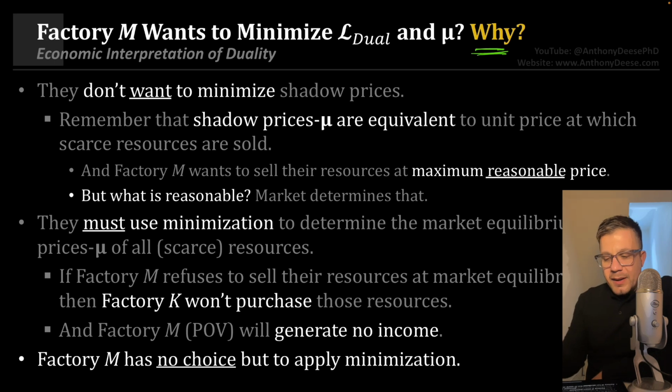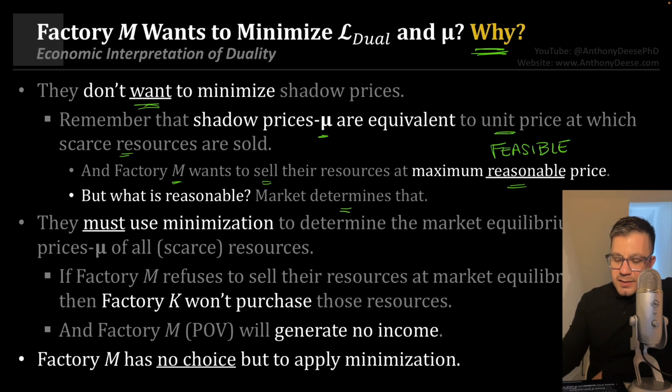Factory M wants to minimize the dual Lagrangian as well as the shadow prices. Why? Remember, they don't want to minimize the shadow prices. The shadow prices are equivalent to the unit price at which the scarce resources are sold, and Factory M does want to sell the resources at the maximum reasonable price. But, and we can replace this because we've been largely using the term feasible instead of reasonable, what is reasonable? What is feasible?